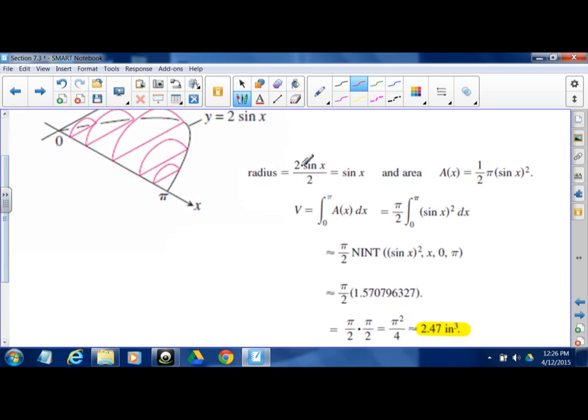So let's see. It says that the radius is 2 sine x over 2, which is just sine x, because the 2's cancel. So the area is, it's a semicircle, so you have to divide pi r squared by 2. And we're going to integrate that from 0 to pi. We're using 0 to pi because we're using the x values. And just sine squared. And then you plug that in a calculator, and out came 2.47 cubic inches. Okay, so that's just another example of a known cross-section, which doesn't necessarily have to be a circle or a circle with a hole in the middle. It could be anything, but the difference here is that they're actually telling you exactly what that known cross-section is. Okay, so that's it for notes.